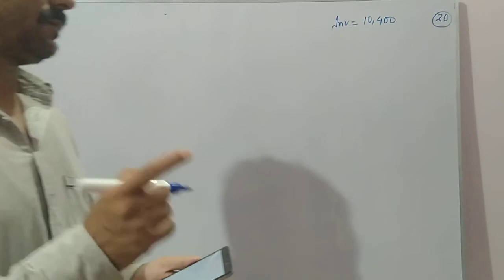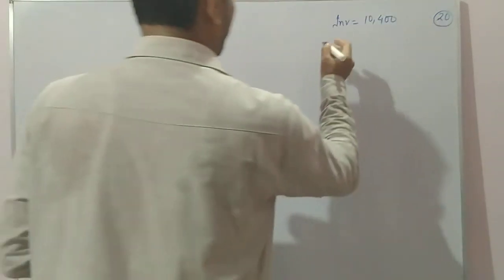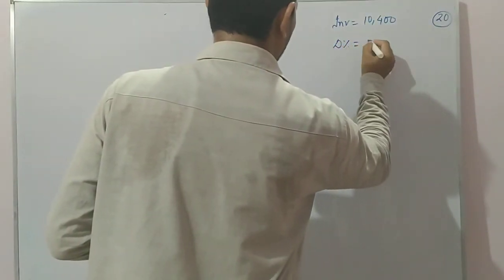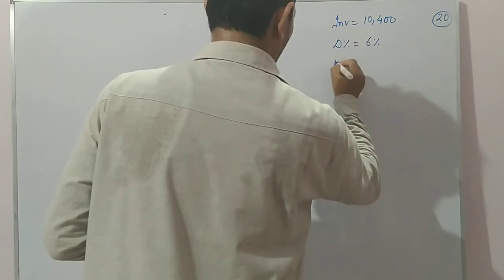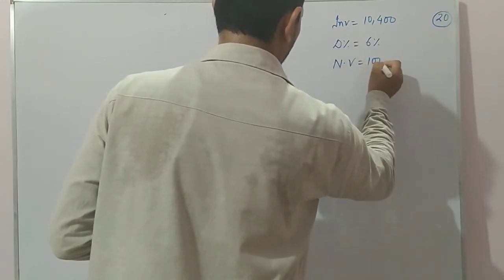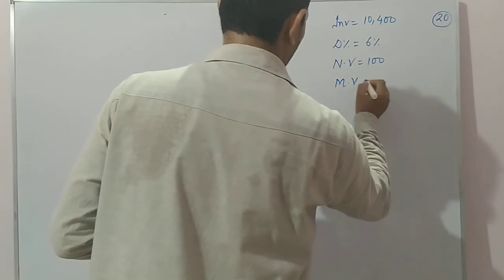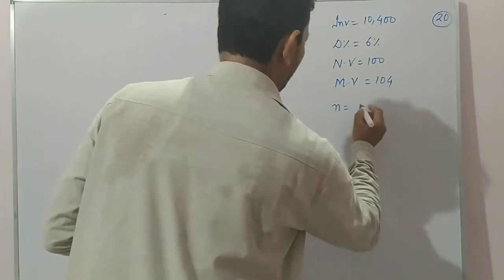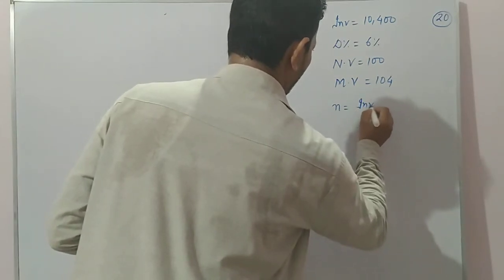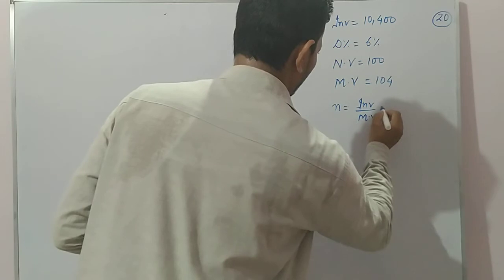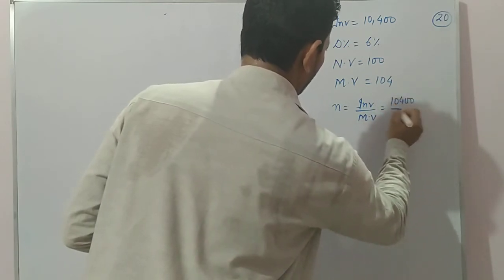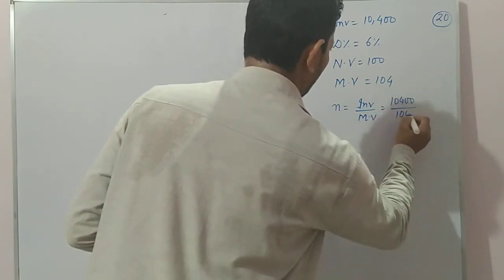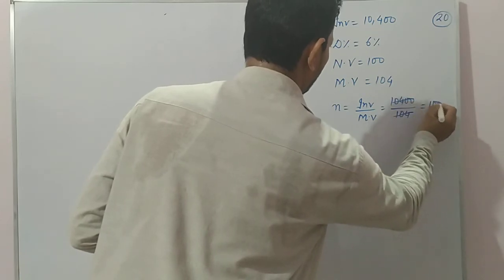As I said earlier in the introduction part, if the quotation is 6% shares at 104, that means dividend percent is 6%, nominal value is 100, and market value is 104. From here you can find the number of shares, investment by market value: 10,400 by 104, you are getting 100 shares.